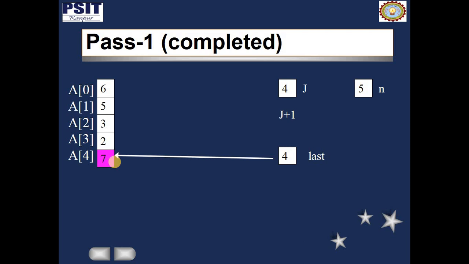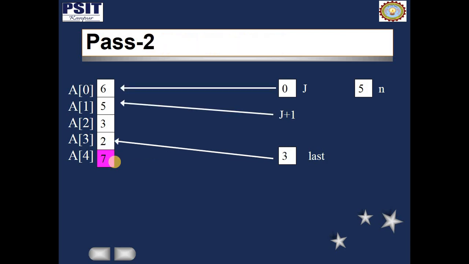Similarly, after completion of the second pass the second largest element will occupy the second last position of the array. So moving forward, pass 1 is completed. Now pass 2 begins. In pass 2 what will we do? Again we will start comparing from the beginning index, the 0th index. Again j equal to 0. The loop repeats, the iteration repeats. So j equal to 0, we start from here again.